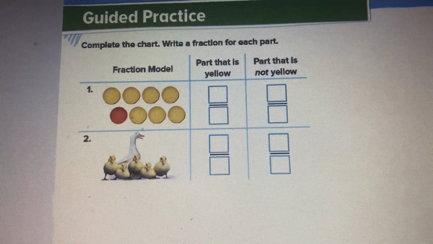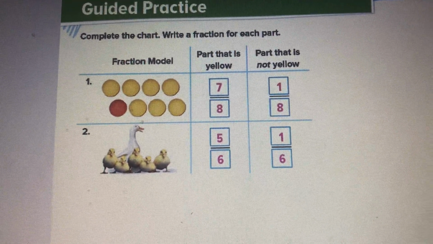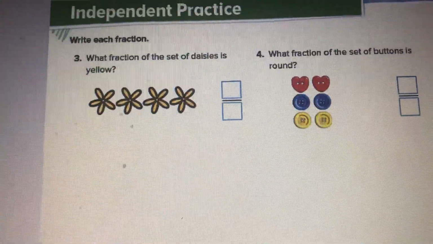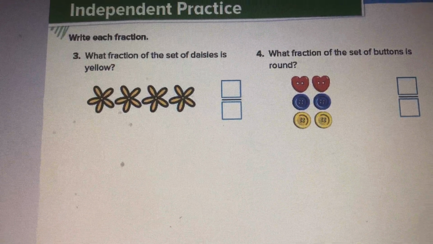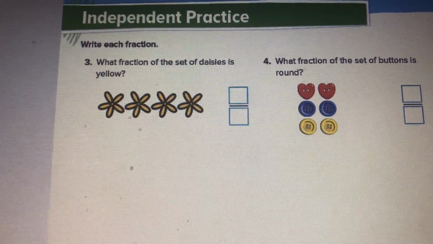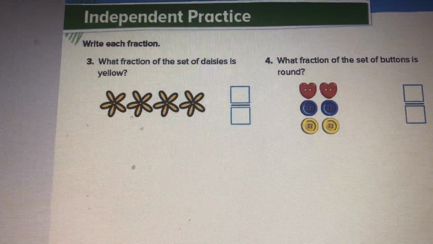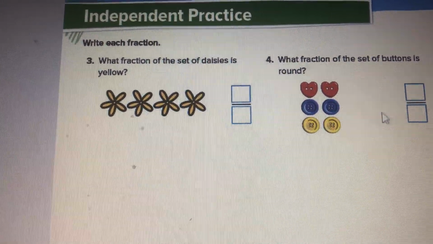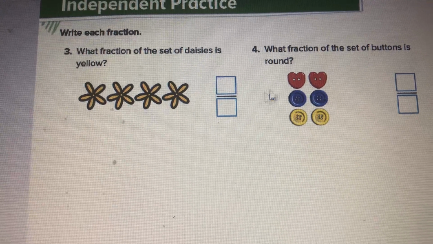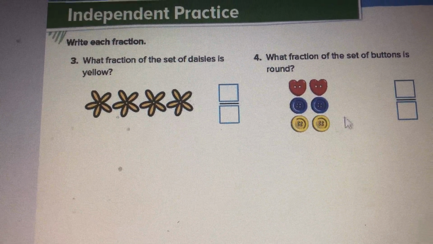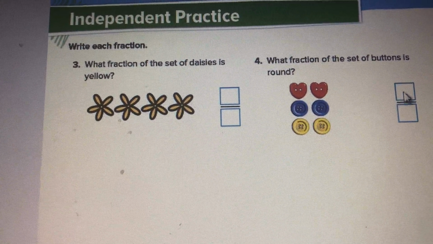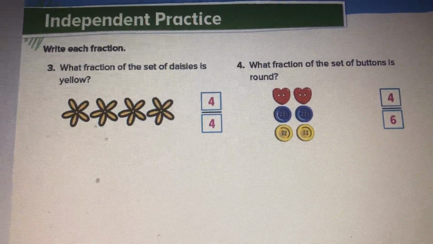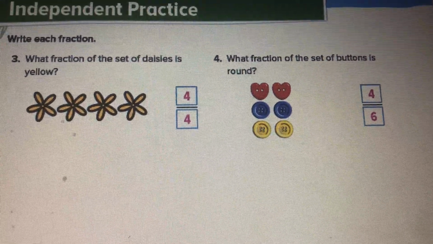Okay, hopefully you did this. We're going to move on now to write each fraction. What fraction of the set of daisies is yellow? What fraction of the set of buttons is round? Remember, your denominator is the total number here, so you'd write the denominator on the bottom. It looks like we have 4 out of 4 daisies yellow, and how many of the buttons are round? I see about 4 out of 6. Let's see if we're right. There we are. Good job.